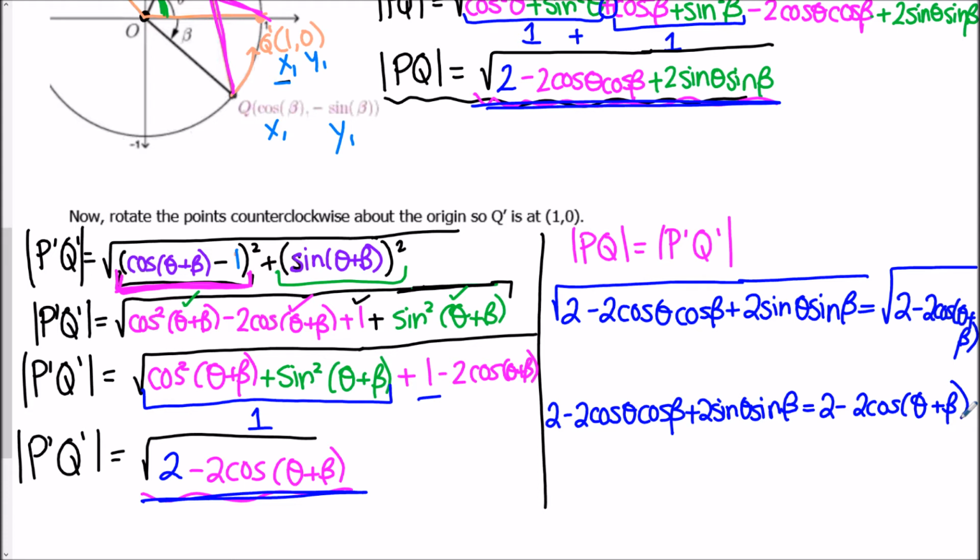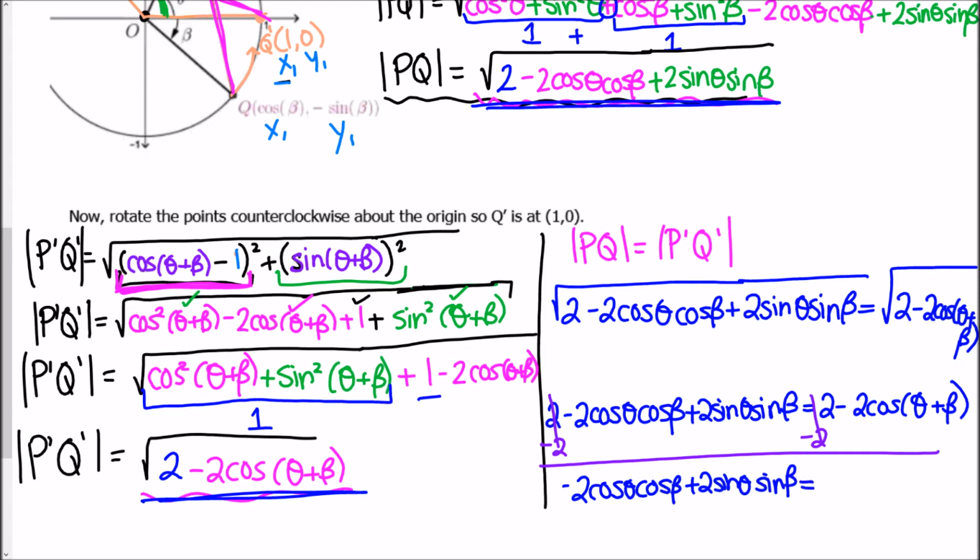Okay, so then I can just subtract the 2 from both sides. They'll cancel each other out. So I end up getting right here that negative 2 cosine theta cosine beta plus 2 sine theta sine beta is equal to negative 2 cosine of theta plus beta.